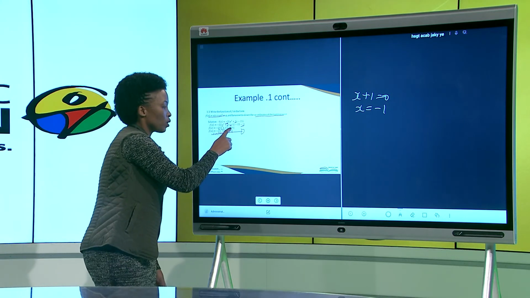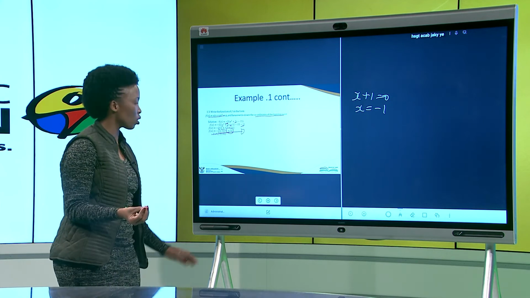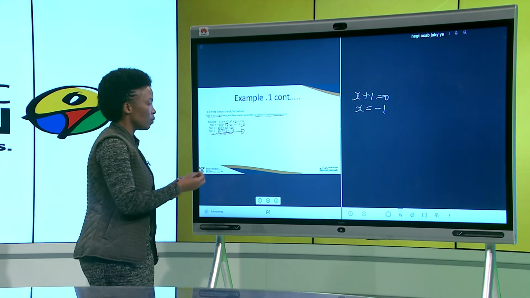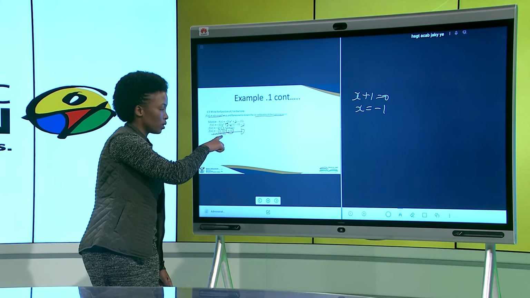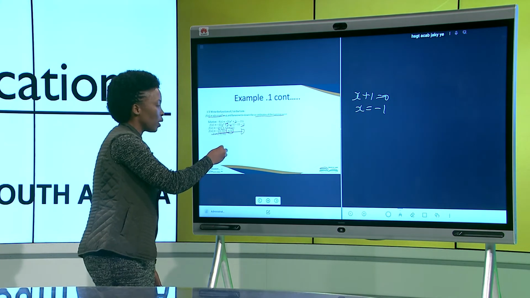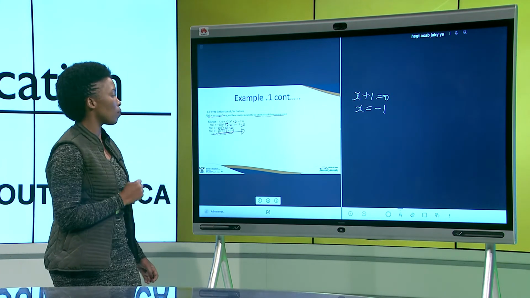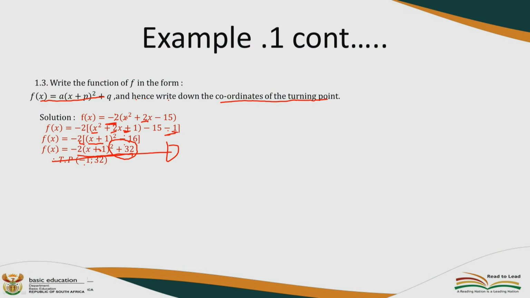However, with the parameter Q now, Q is positive 32. So with the 32, the sign doesn't matter. It will always remain as it is. If it's positive 32, the y value of your turning point will still be 32. So those are the coordinates of our turning point. Okay?